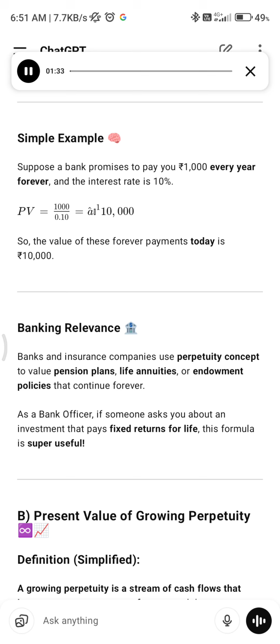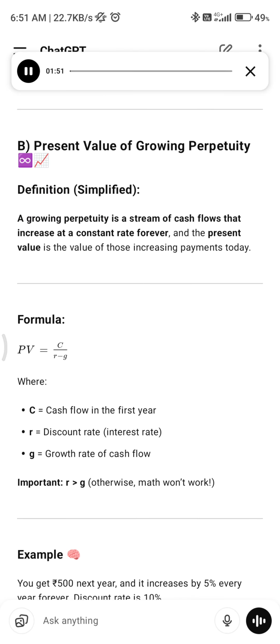Banking relevance. Banks and insurance companies use perpetuity concept to value pension plans, life annuities, or endowment policies that continue forever. As a bank officer, if someone asks you about an investment that pays fixed returns for life, this formula is super useful. B, present value of growing perpetuity.